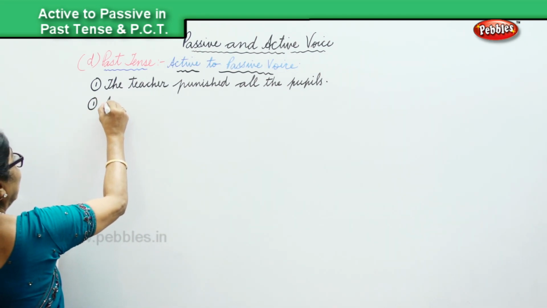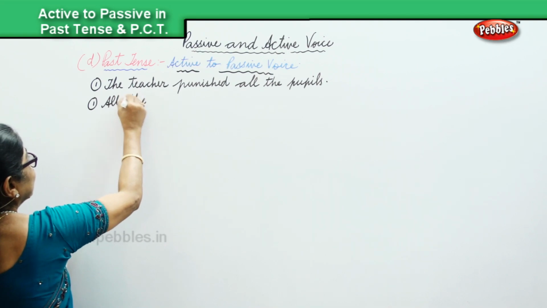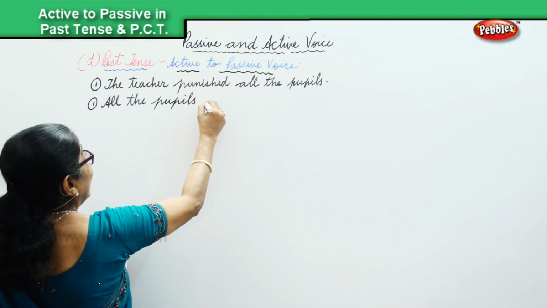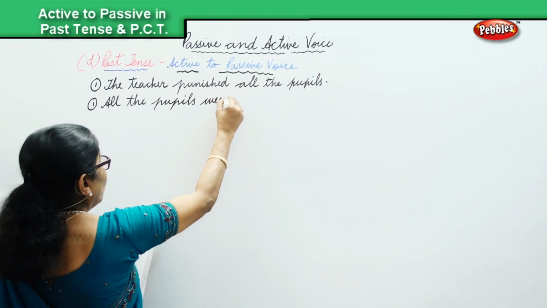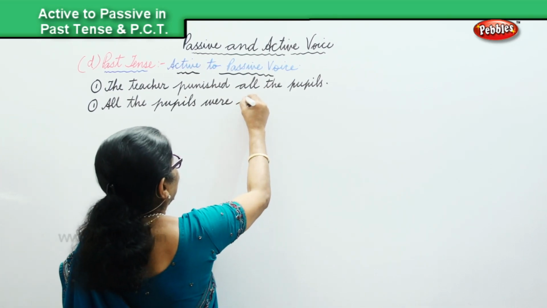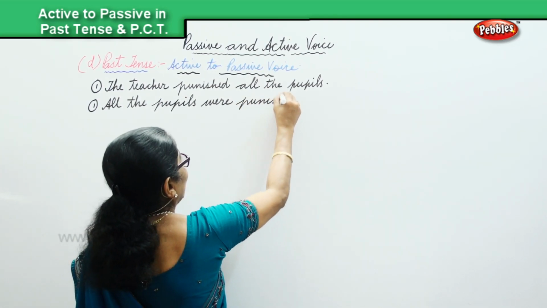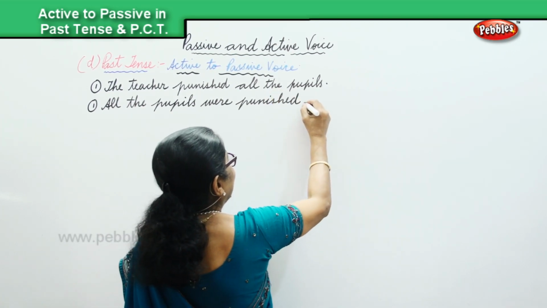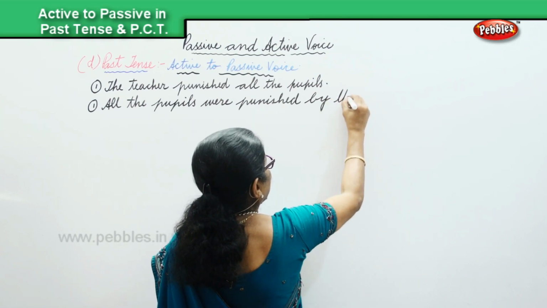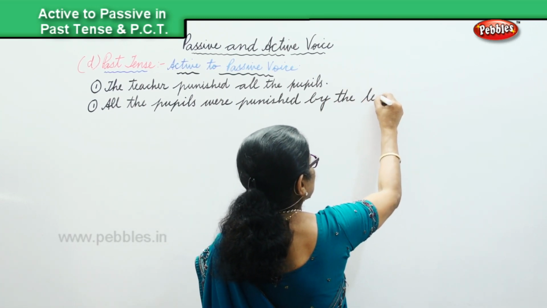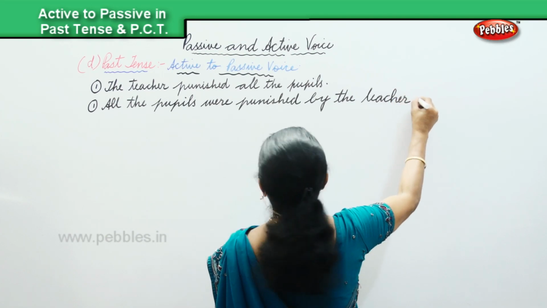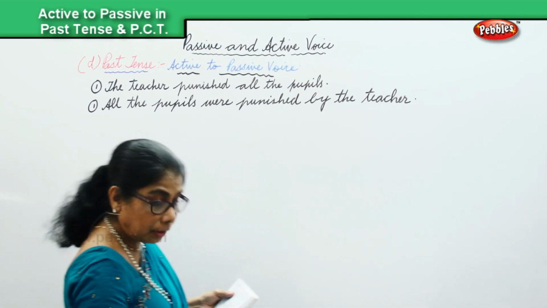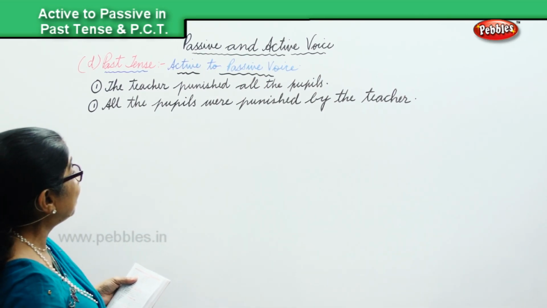What will it be? All the pupils were punished by the teacher. We are looking at the past tense. All the students, all the pupils were punished by the teacher.